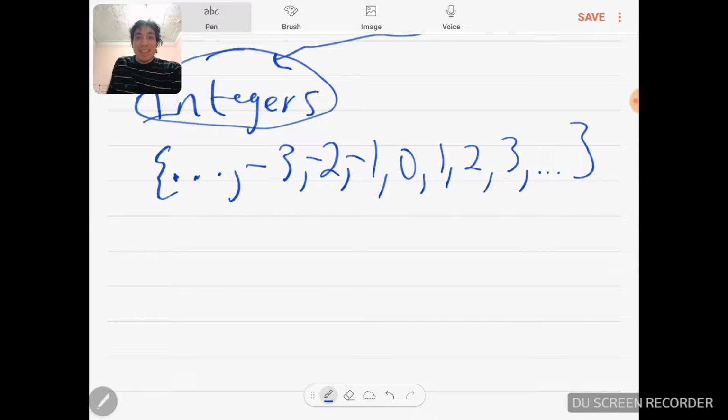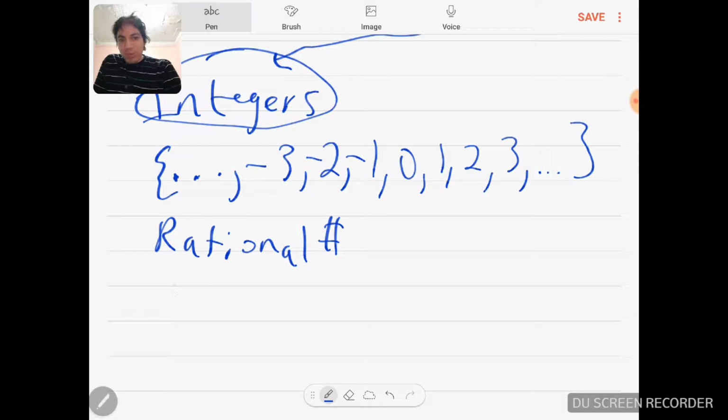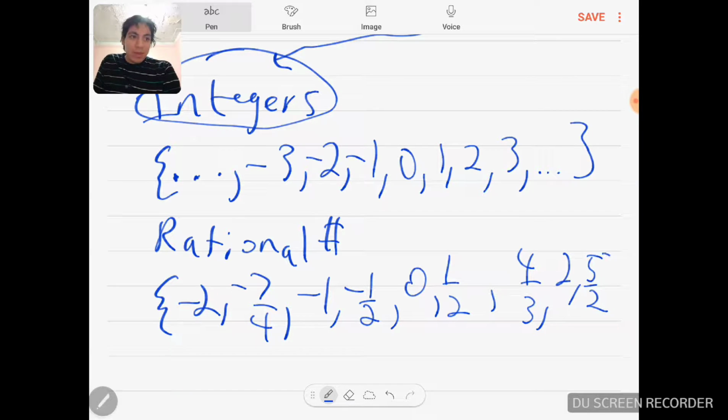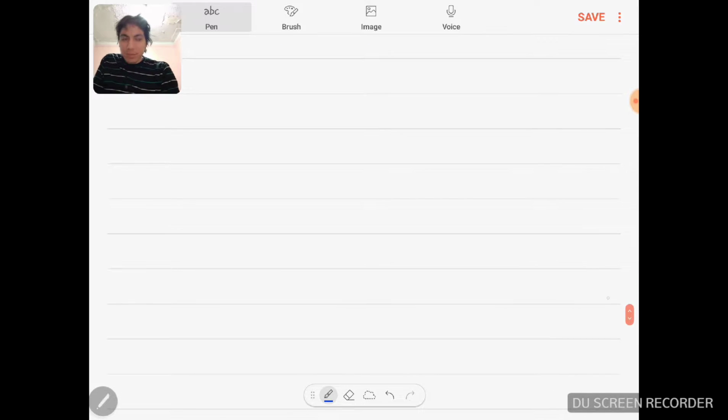But there's a set even bigger than that, which is rational numbers. Rational numbers are numbers whose decimals will end, but they also include fractions, which integers do not include. Integers just include regular numbers, whole numbers, I should say, and so forth and so on. Obviously, dot, dot, dot, and this is also a dot, dot, dot there. So you know what I mean. All the numbers are there.